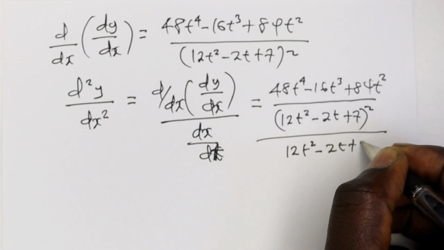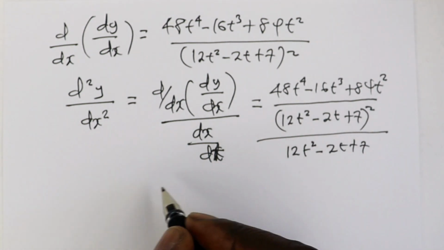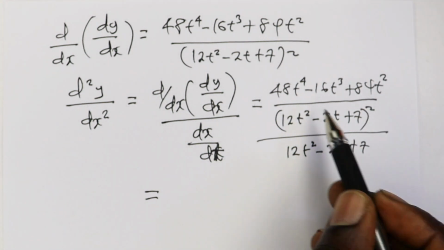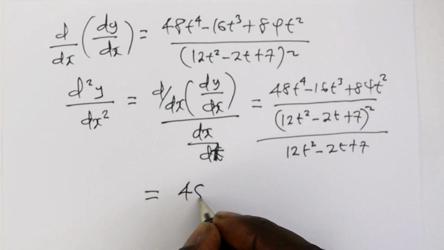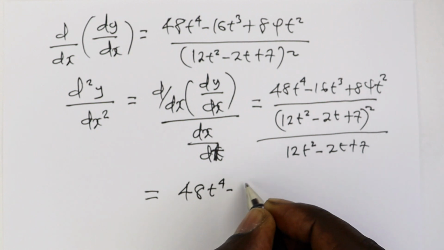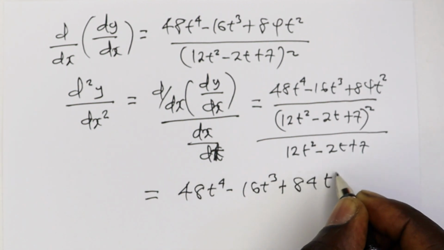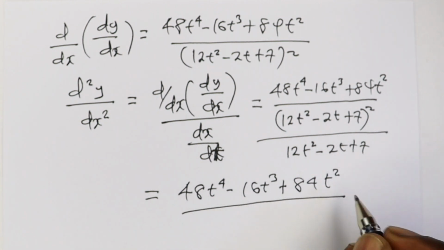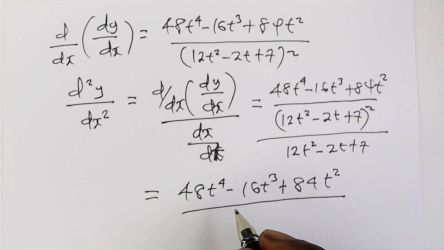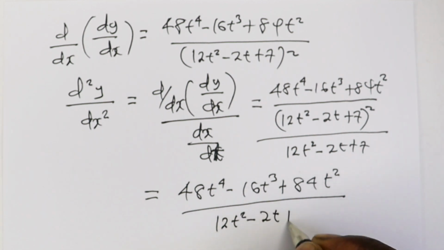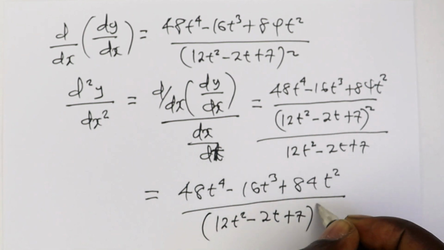minus 2t plus 7. So if you work this out, you'll have that to be 48t power 4 minus 16t cubed plus 84t squared over that times that, which is just 12t squared minus 2t plus 7 all raised to power 3.